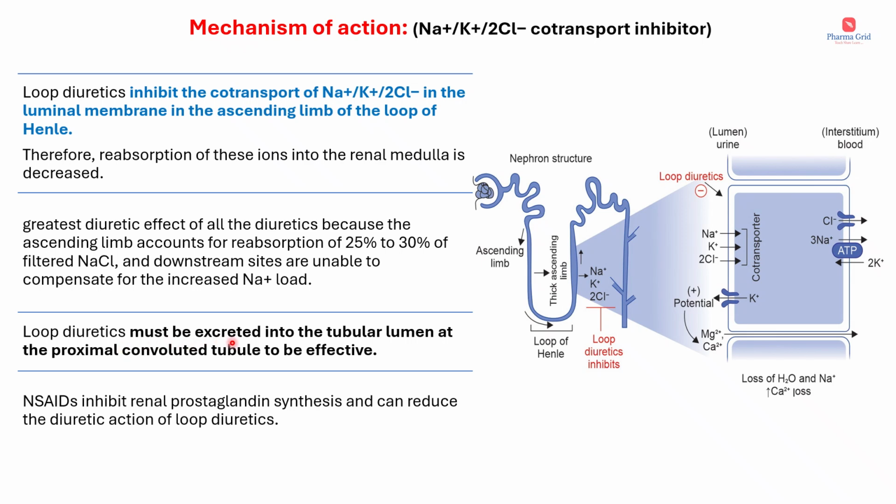Loop diuretics must be excreted into the tubular lumen at the proximal convoluted tubule to be effective. Non-steroidal anti-inflammatory drugs inhibit renal prostaglandin synthesis and can reduce the diuretic action of loop diuretics.